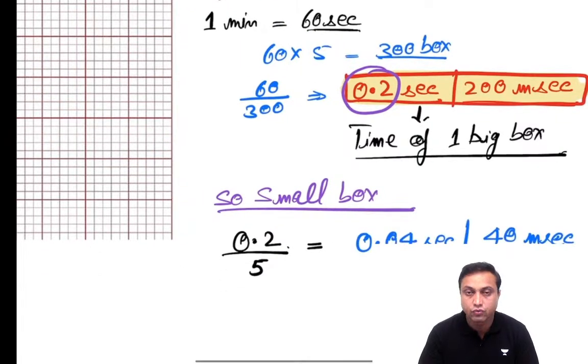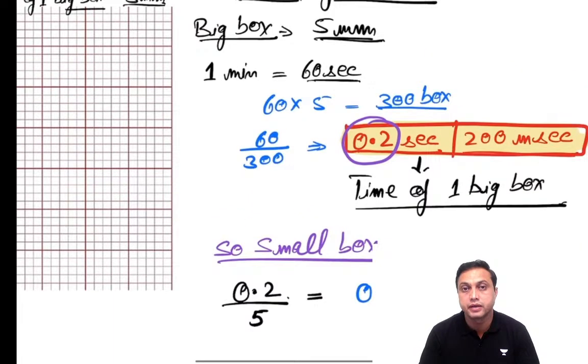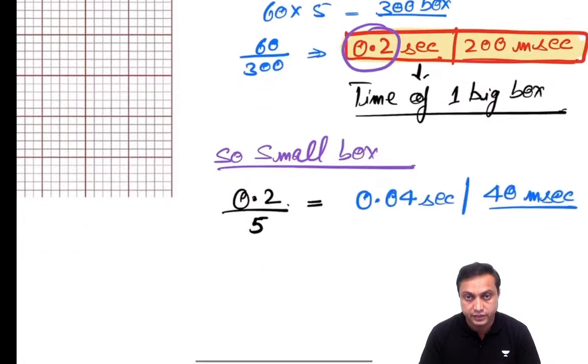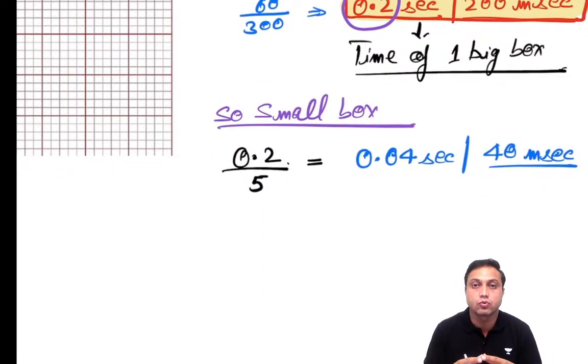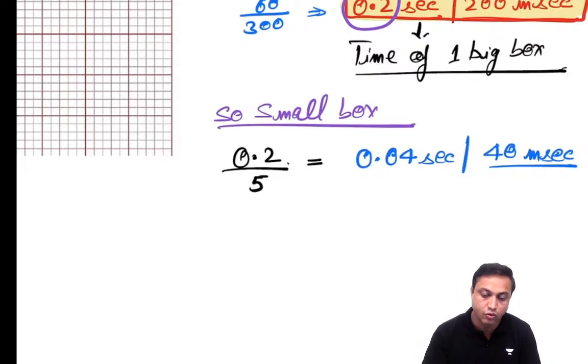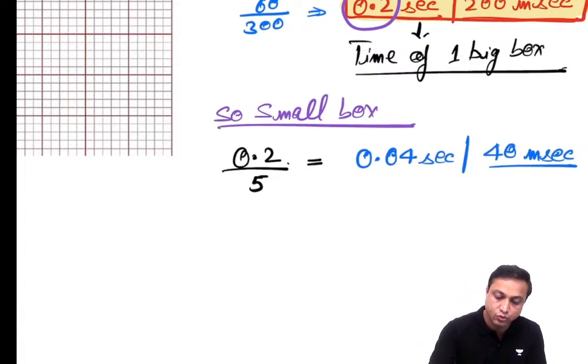So what we learned is that 60 divided by 300 gives the time for one big box. So one big box has how much time? 0.2 seconds or 200 milliseconds. We know there are 5 small boxes in one big box, and the standard time of one big box is 0.2 seconds. So 0.2 divided by 5 is equal to 0.04 seconds. This will be the time for one small box.